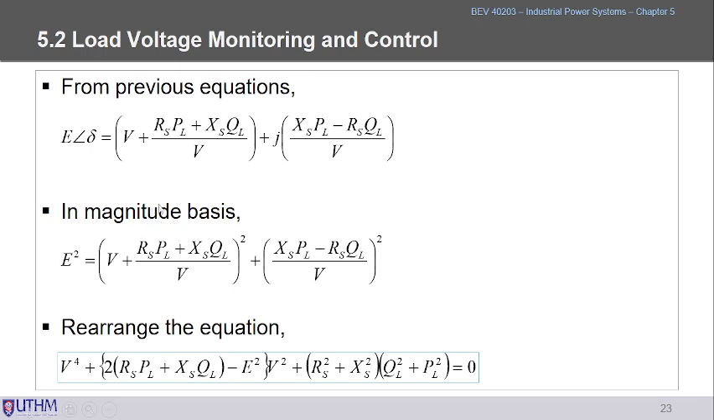It seems like what we have in power. S is equal to P plus jQ. If we want to have the magnitude only, then S squared is equal to P squared plus Q squared. It is the same here: it seems like we have P and Q here.